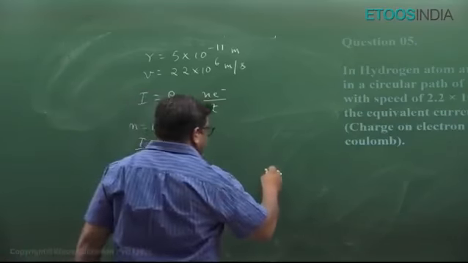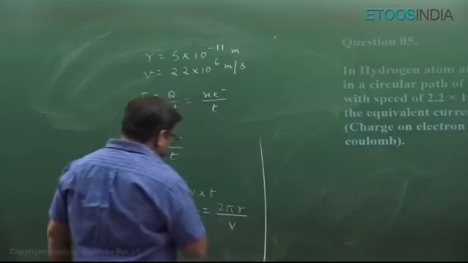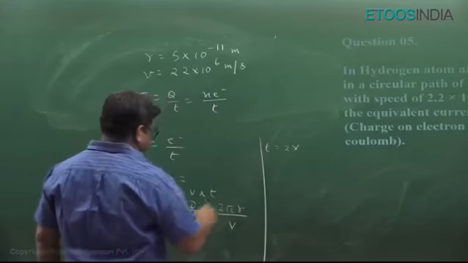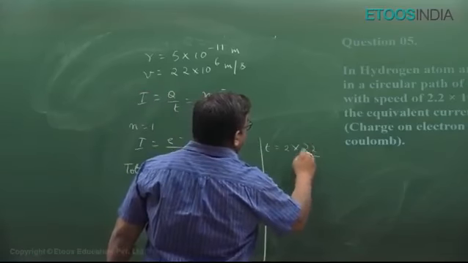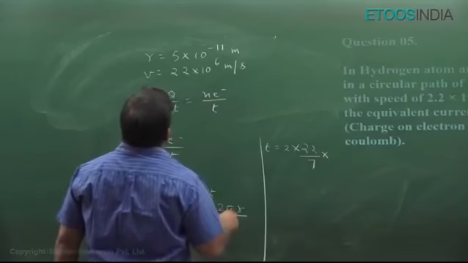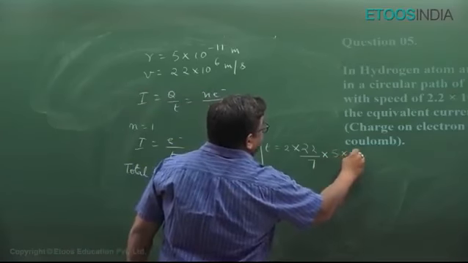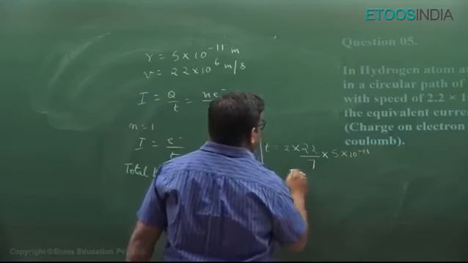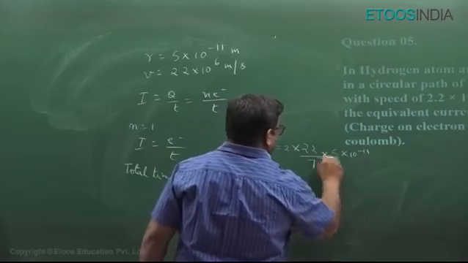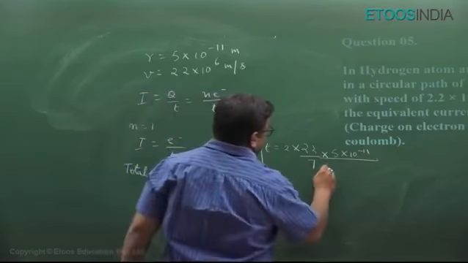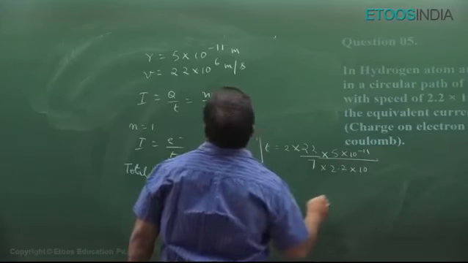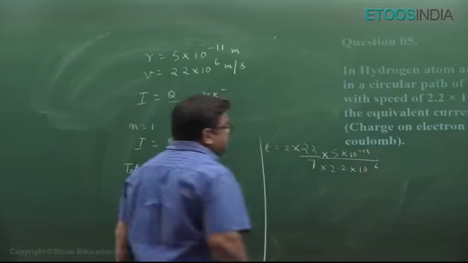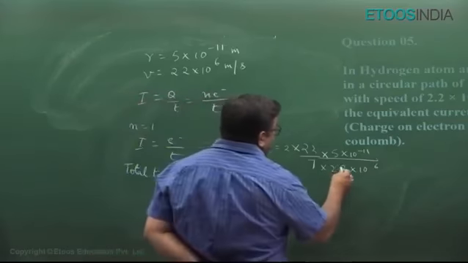So first of all, let me try to find out the time now. Let's see what it says. So T is equal to 2 into, what is the value of pi? It's 22 upon 7, multiplied by r, 5 into 10 to the power minus 11, upon, what is the value of velocity? It's 2.2 into 10 to the power 6. Is it clear?